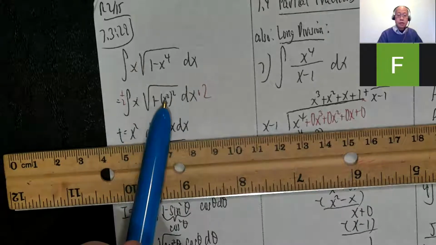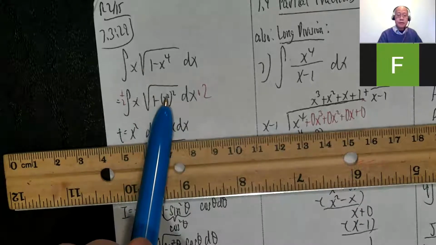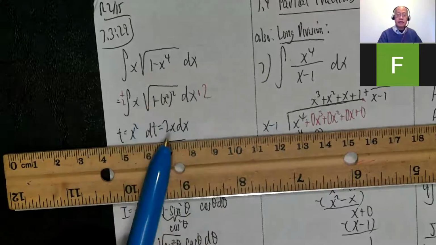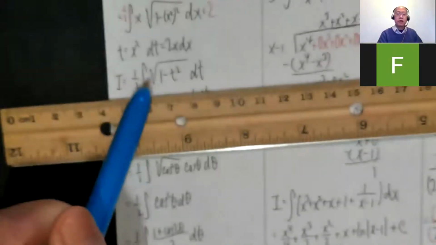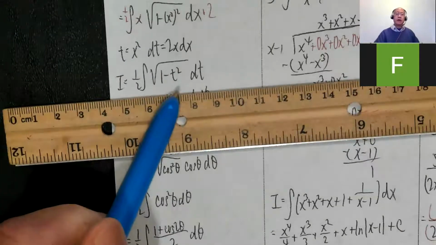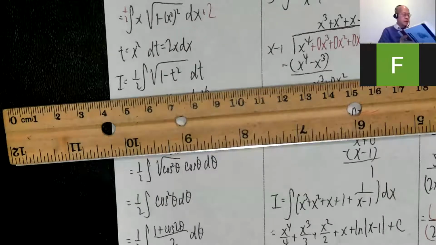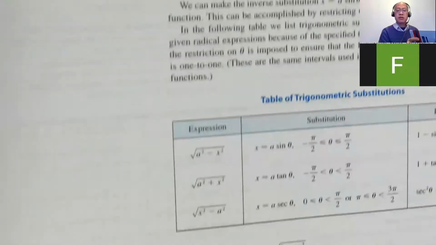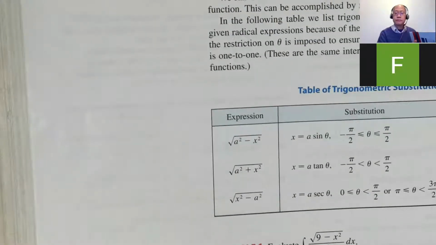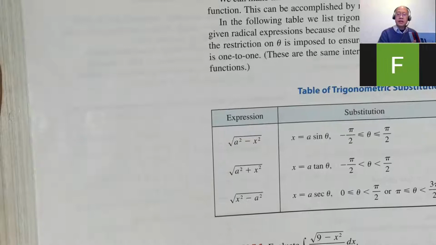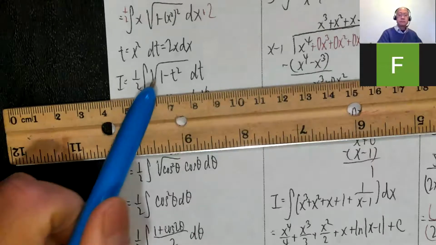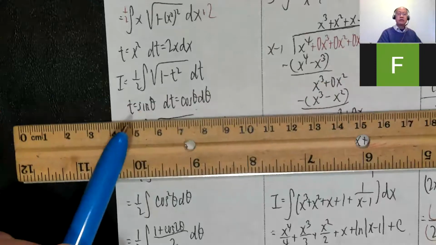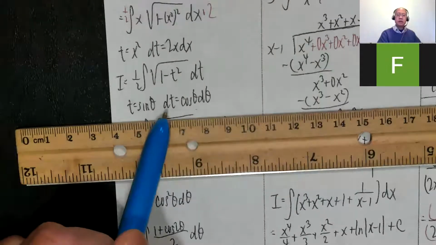So the next step, this is going to become 1 minus t squared. 2x dx is my dt. So I now have 1/2 integral of radical 1 minus t squared dt. All right, so 1 minus t squared, that's 1 minus x squared. That looks like the first one. x equals a sine theta, or t equals a sine theta. What's my a this time? 1. Okay, so t equals sine theta, dt equals cosine theta d theta.